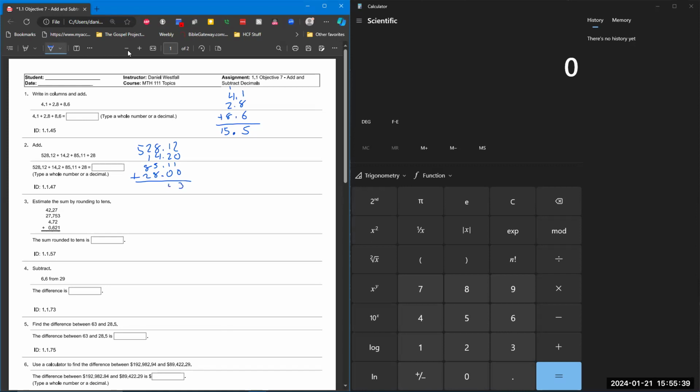2 plus 1 is 3. 1 plus 2 plus 1 is 4. Carry down the decimal. 12, 17, 25. 4, 5, 13, 15. And we end up with 655.43.